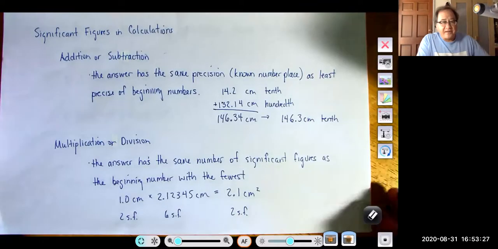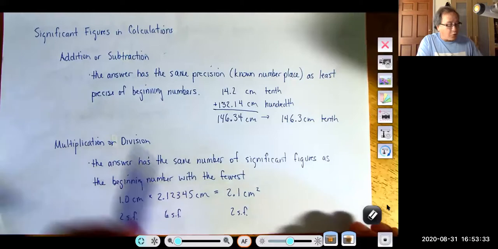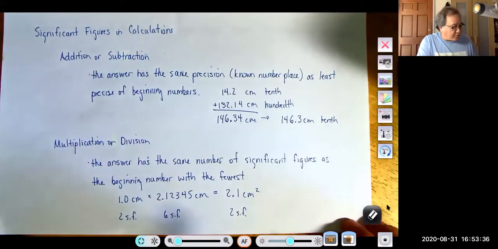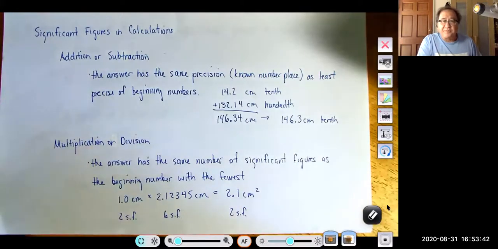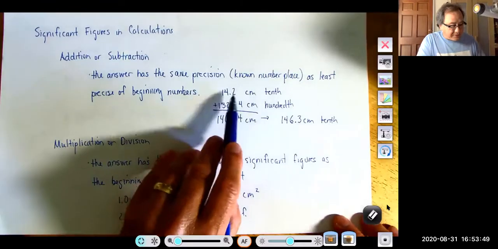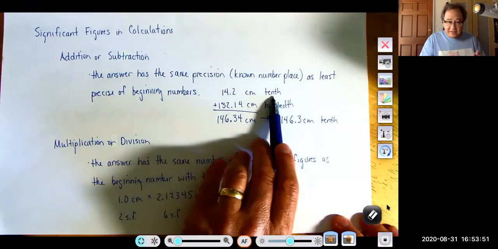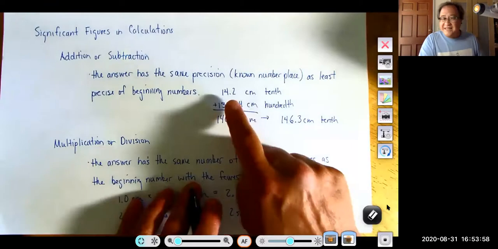Significant figures and calculations. We have 2 different rules for carrying significant figures through calculations. One is for addition or subtraction, and the other is for multiplication or division. For addition or subtraction, the answer has the same precision as the least precise of the beginning numbers. So take a look at this example where I'm doing addition. 14.2 centimeters, this is good to the 10th. Remember how I said when you're looking at a number and you want to know how precise it is, you look at the last digit.